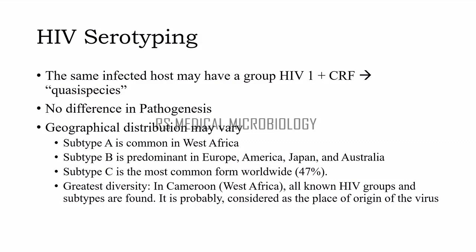It just tells you the geographical location, or it can guide you to understand the geographical prevalence of that particular virus. For example, subtype A is common in West Africa, subtype B is prominent in Europe, America, Japan, and Australia. Subtype C is seen everywhere else. The greatest diversity is seen in West Africa, where they think that right now the virus originated from Africa itself, the Cameroon part.